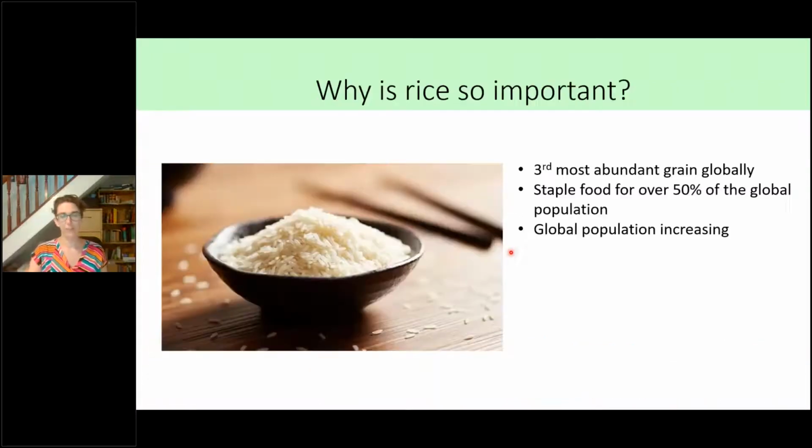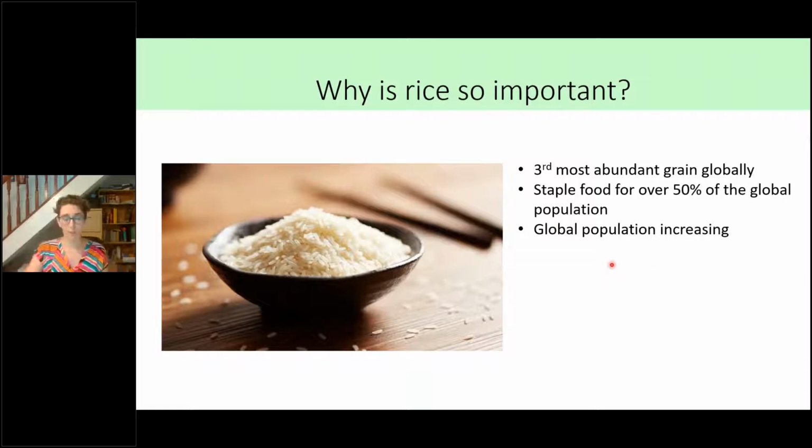There we go. First of all, I want to answer the question, why rice? Rice is the third most abundant grain grown globally, after wheat and maize, and arguably the most important crop for human consumption. It's a staple food, which means it provides more than 50% of the calories for more than half of the global population. And it's actually most important in the poorest areas of the world.